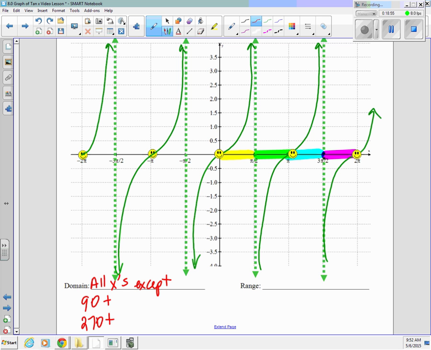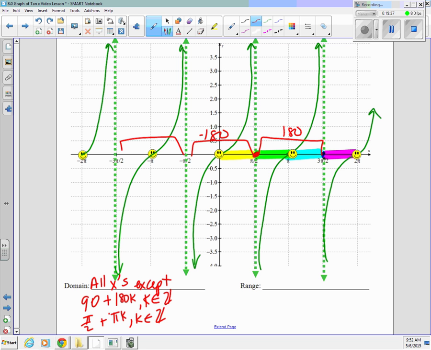In fact, you could consolidate this. At 90, that's where I have my first asymptote. The next asymptote is 180 degrees later. The one behind it is 180 degrees behind it, and so on. So the domain of tangent is all x's except 90 plus 180k, where k is an integer. If you wanted to phrase this in radians, you can say all x's except pi over 2 plus pi k, where k is an integer. Basically, if you start with 90 and add any multiple of 180, you'll get a number that's not in the domain.